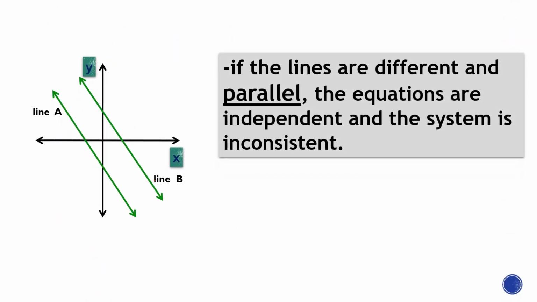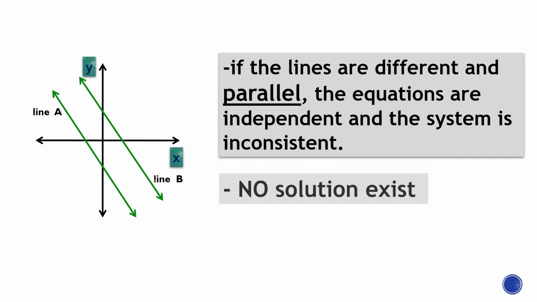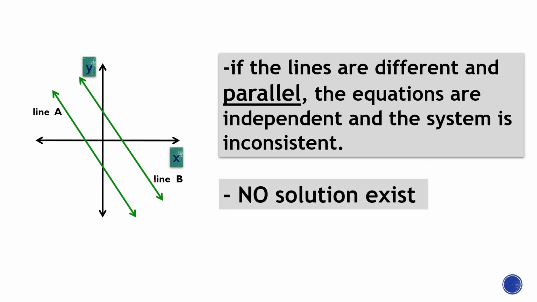Now, another possibility is that if the lines are parallel, that means there will never be an intersection. Then the equations are independent and the system is inconsistent. We will have no solution. There's no solution because there's no point of intersection.